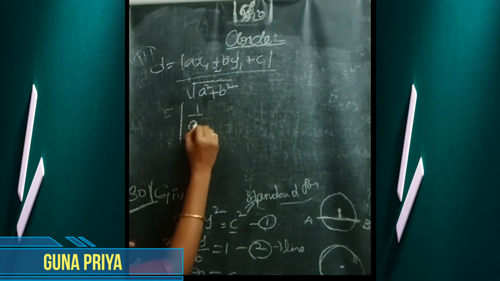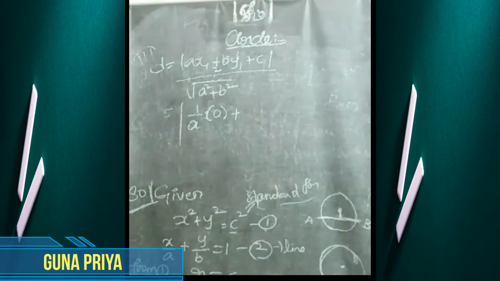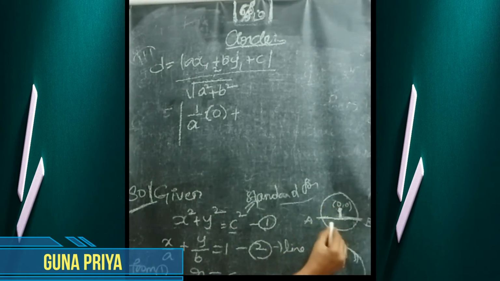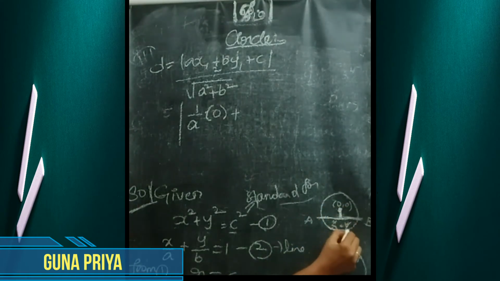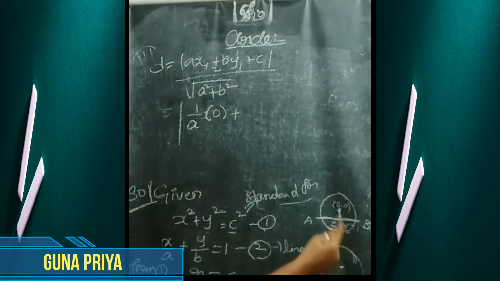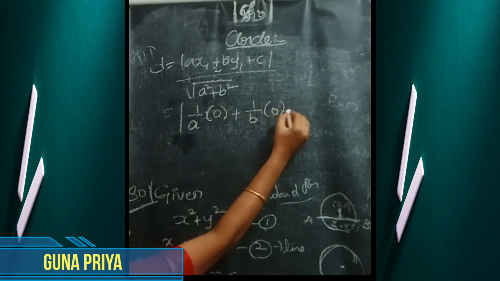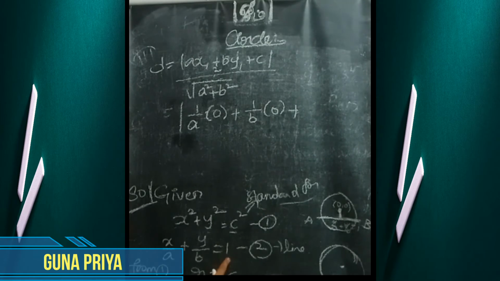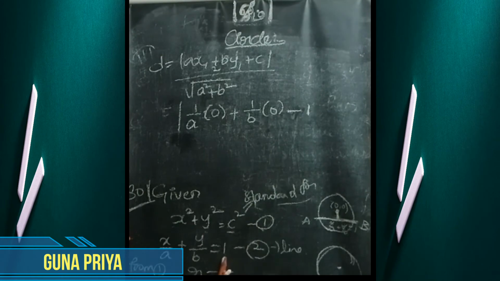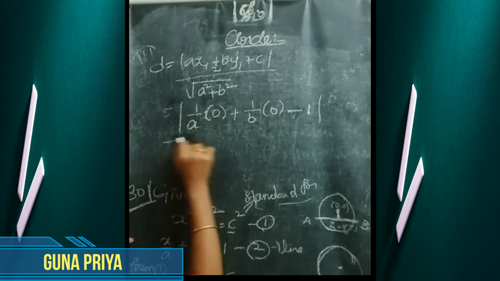So 1 by a into 0 plus, don't confuse it ma'am. This is the line and this is the center. So 0 comma 0, and x by a plus y by b equals to 1. So we are finding out the diameter for these two. Plus 1 by b into 0 plus, in the place of C, see what is there. So here it will become minus 1. Why? Because if this minus 1 goes this side, it will become minus 1.